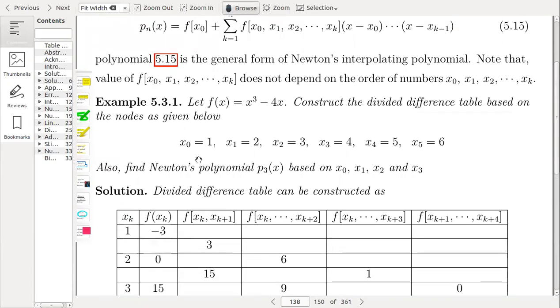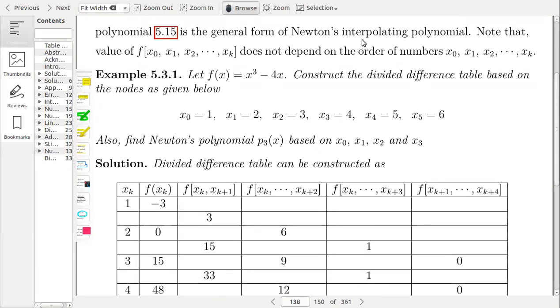Okay, so calculate this one, value of x naught. So substitute this value here. So you will get this 1 minus 4, so you will have this minus 3. Just substitute value here, minus 3.